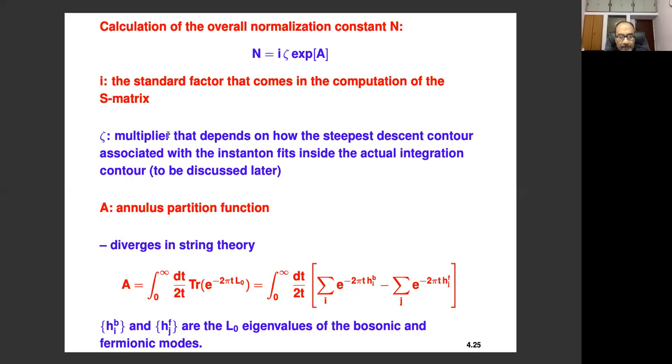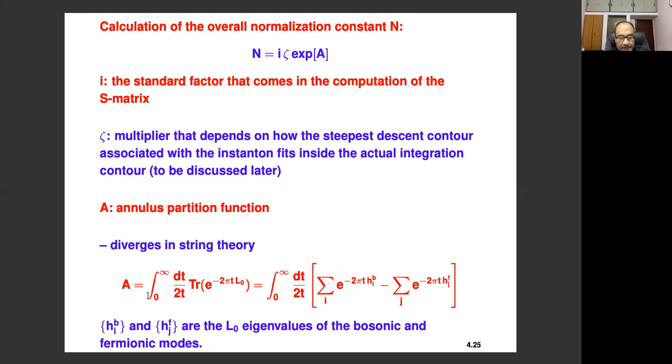Right now, let me just say that this essentially depends on how the actual steepest descent contour of the instanton fits inside the actual integration contour. But I'll discuss this in more detail later. And this is what I had emphasized yesterday, the exponential of the annulus amplitude. This is what the worldsheet computation gives, and this diverges in string theory.